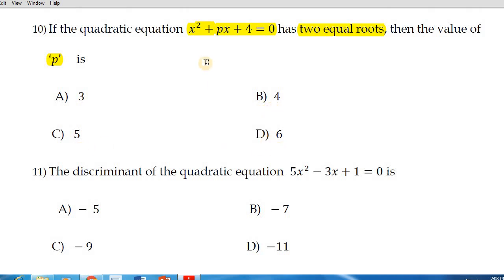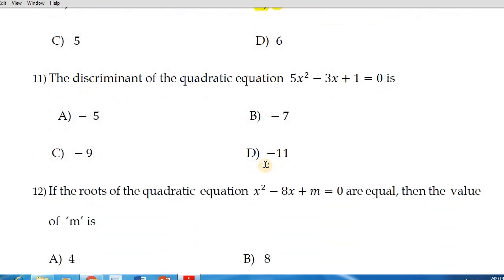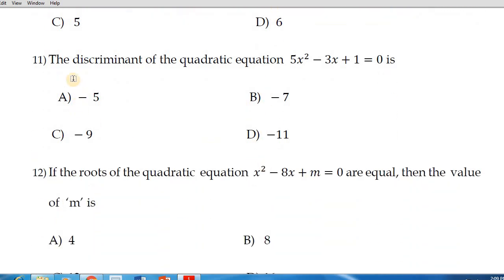So what you want to do is find the discriminant value, which must be equal to 0. That means you take b square minus 4ac equals 0. Why am I taking b square minus 4ac equals 0? Because it has equal roots. Only in that case do we get 2 equal roots. So simplify this using that formula and we'll get the answer 4, that is option B.